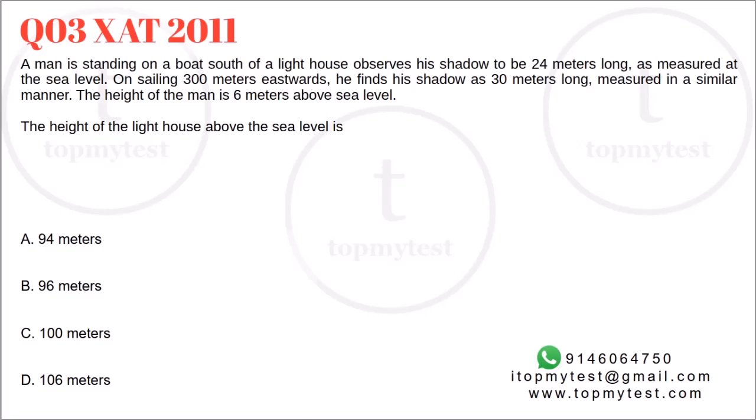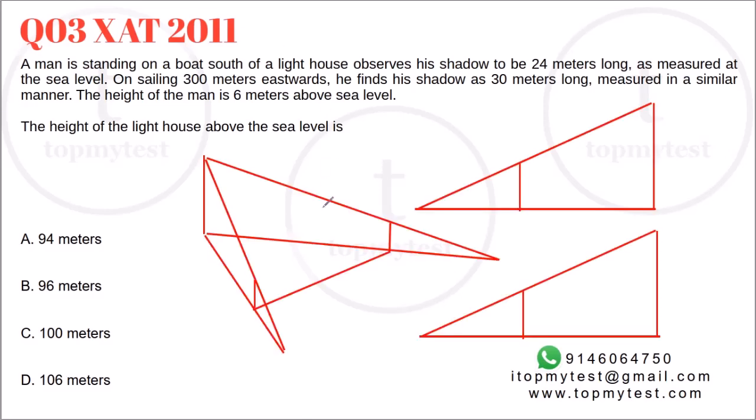Okay, so let's visualize this scenario. So this is the lighthouse. Initially, he is in this position. This is due south, and then he moves east. Right. So this is a right angle triangle. That is your basic right angle triangle. Right. So let's mark the other points. Let's call this P, Q, R, S, and T. Right. So one right angle triangle.